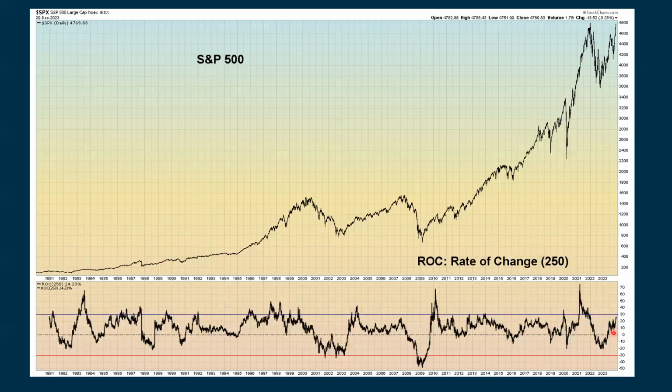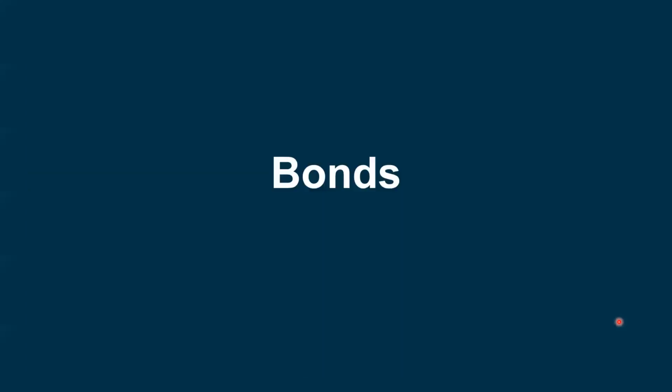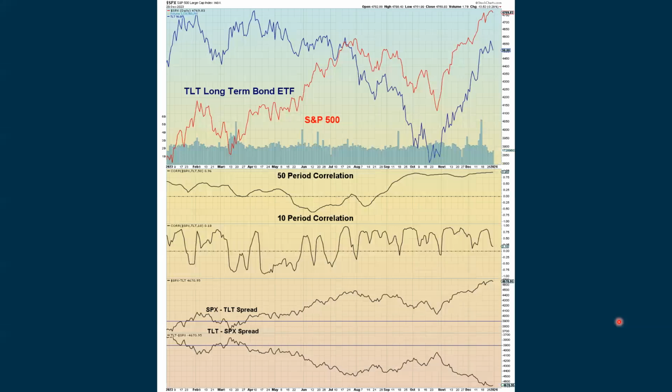I have that same chart here going back to 1980. When this is going up, we tend to be more positive. Keeping an eye on bonds, where we do a study between the S&P 500, which is in red, and the long-term bond ETF. That's the 30-year bond. And we look at the relationship between the two based on 50 periods. That's a longer-term look. And when it's getting a high reading like it is now, it means that longer-term bonds and stocks are tending to go in the same direction.